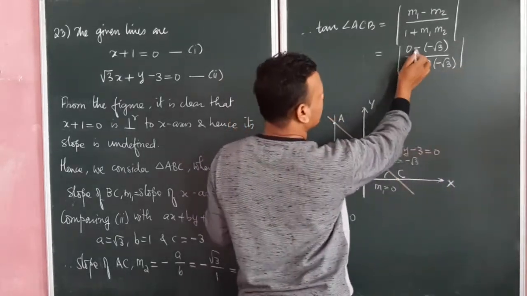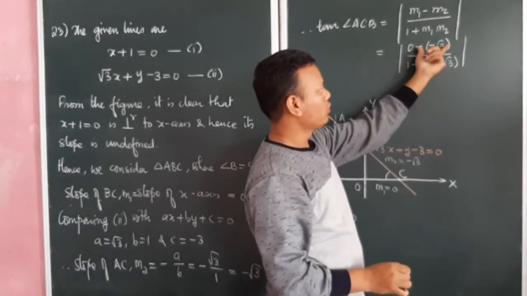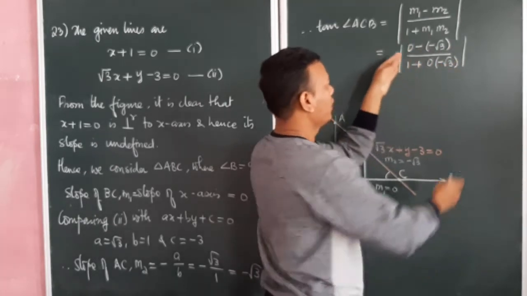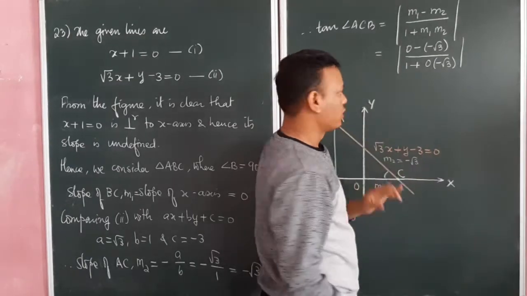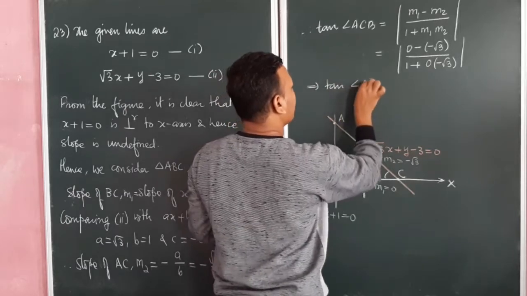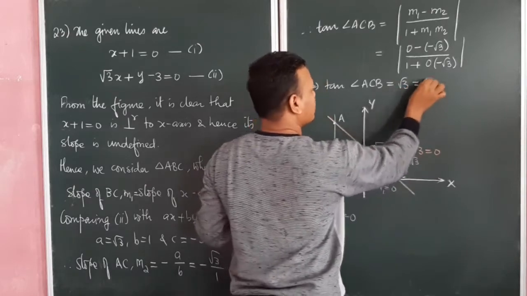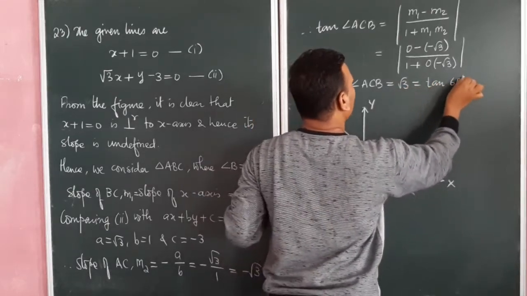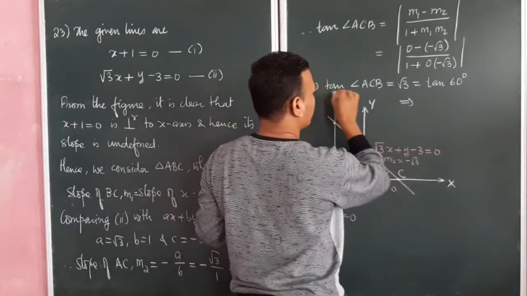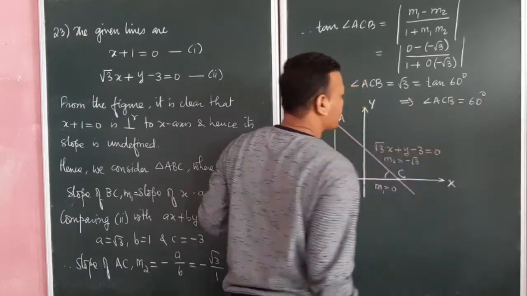From here, 0 plus root 3 is plus root 3. Again this quantity is 0, so root 3 by 1 is root 3, and this is already positive, so this modulus also keep it positive only. So from here we see that tan of angle ACB is equal to root 3 only, and we know that tan 60 degree is equal to root 3, isn't it? So from here we have angle ACB equals to 60 degree.